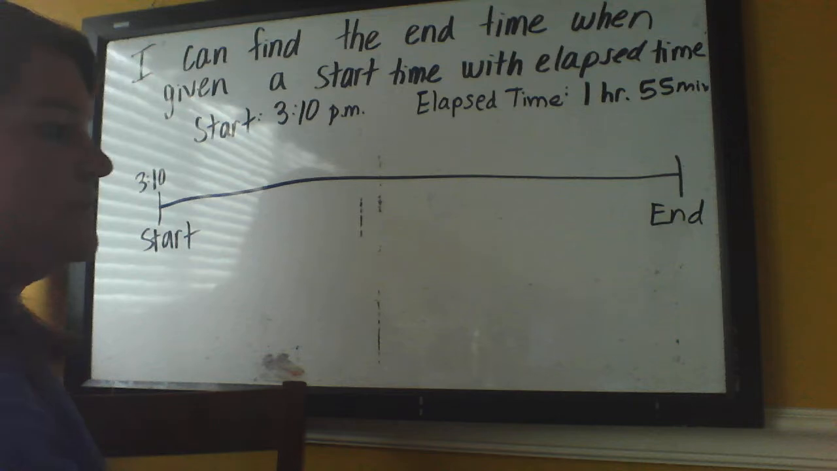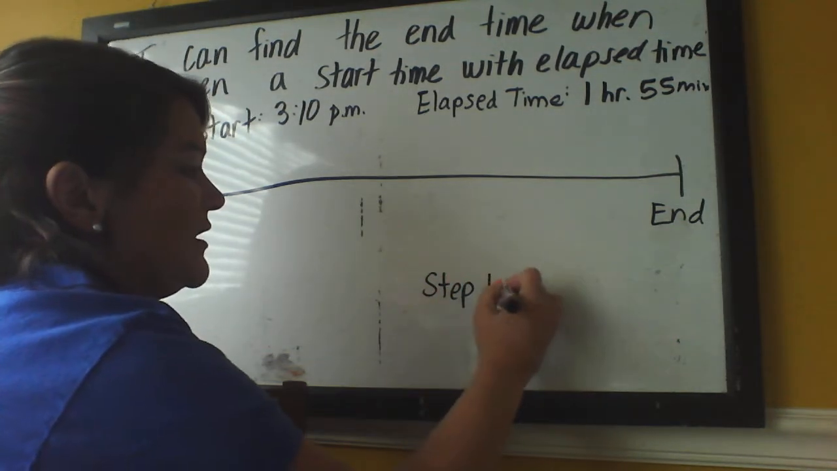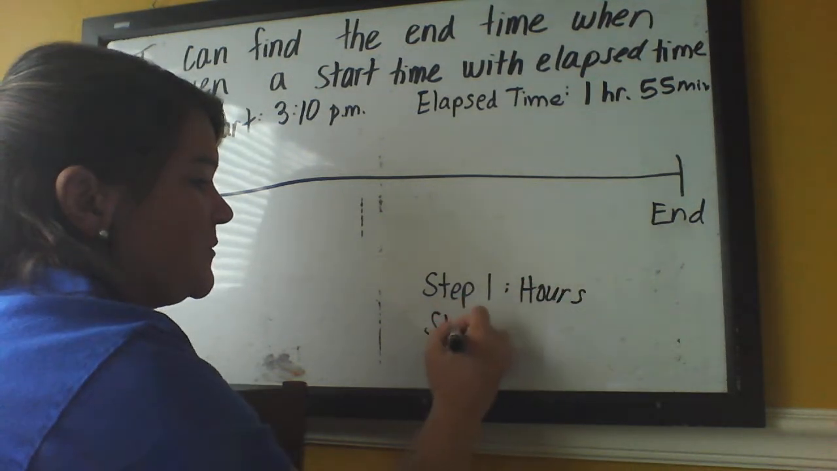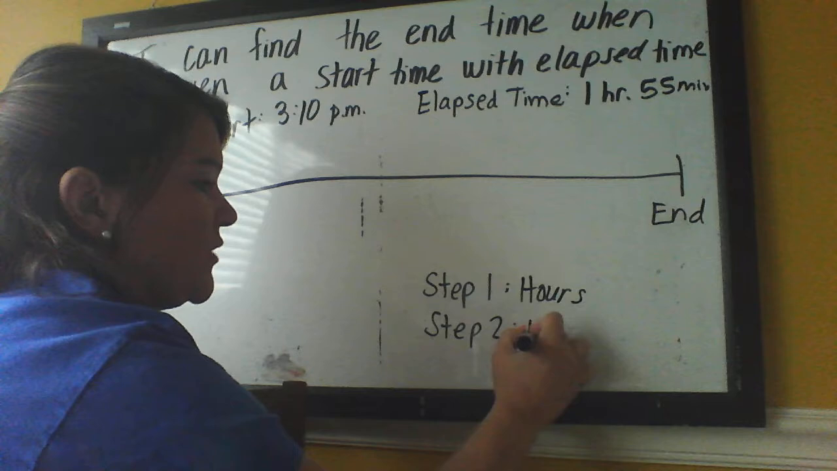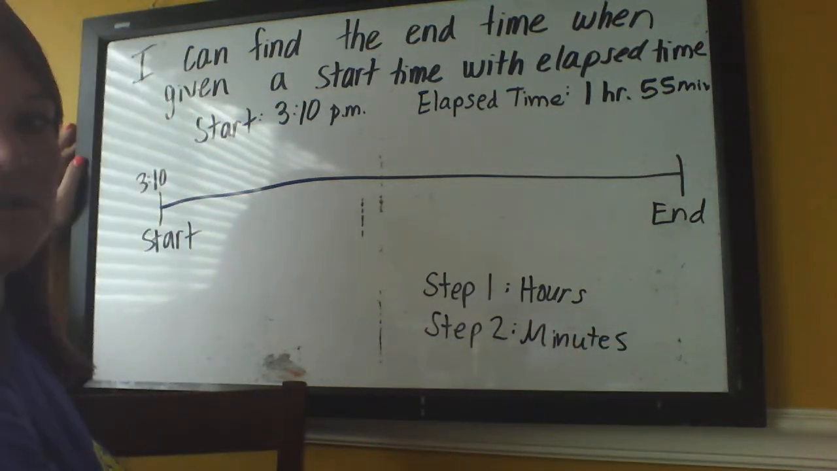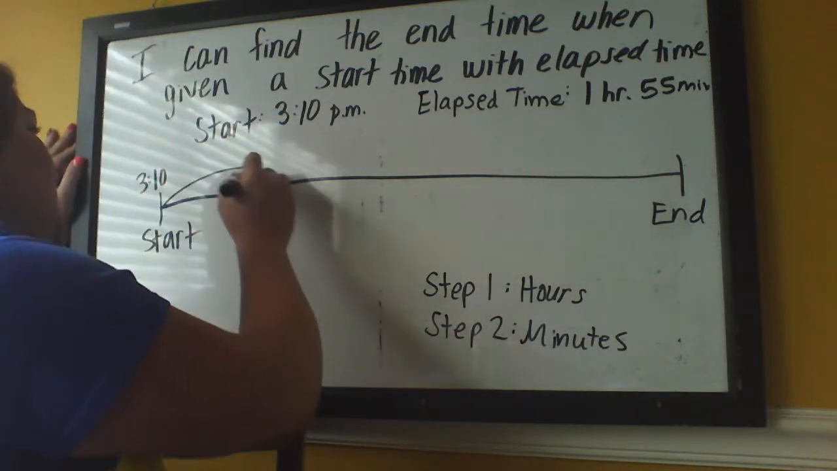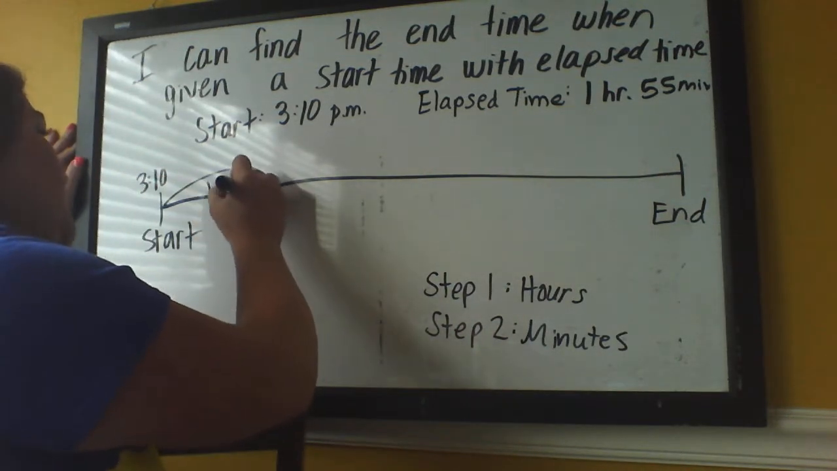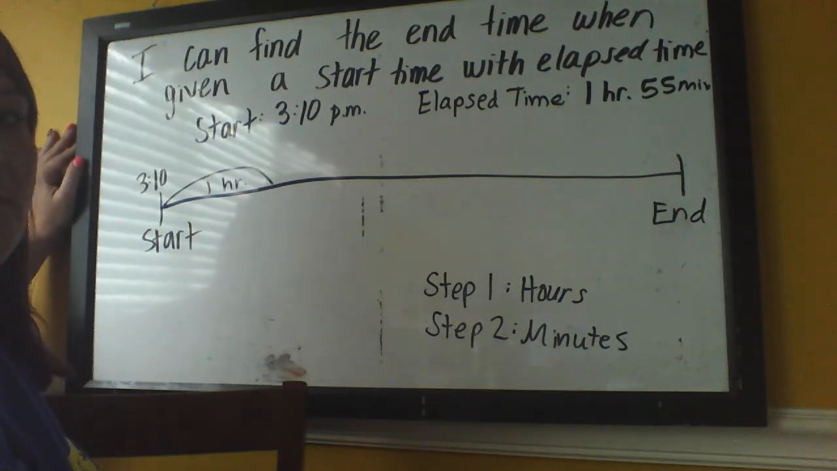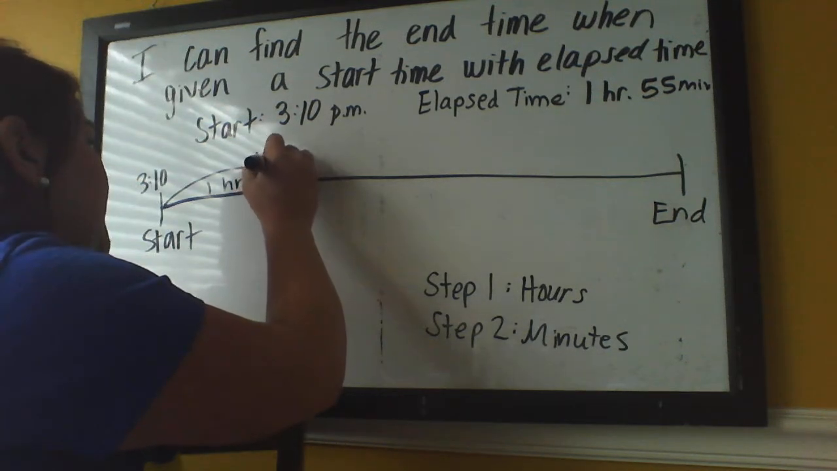The elapsed time is going to be where I do my jumps to figure out what time it's going to be. Okay? And if you remember our steps, step 1 is where you do the hours. Then step 2 is where you do the minutes. Okay? So I'm going to start with my hour, and I have 1 hour. So I'm going to do one big jump for 1 hour. And I'm going to ask myself, if it's 3:10, what time will it be in an hour? Well, the correct answer is 4:10.